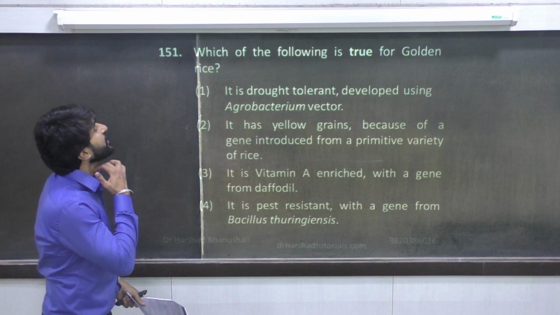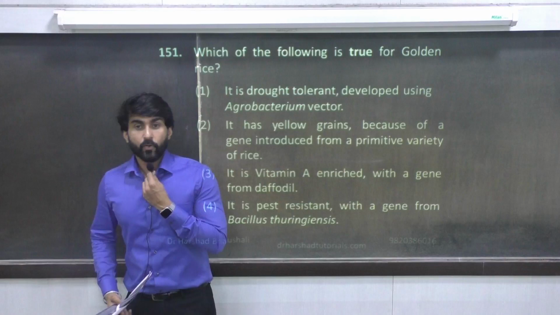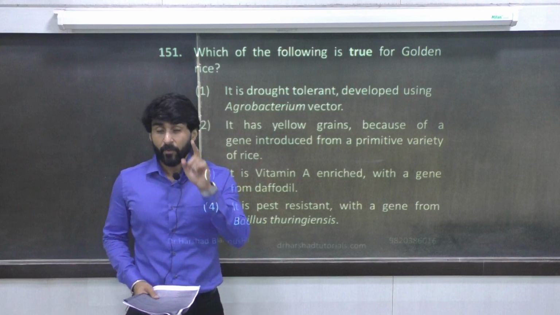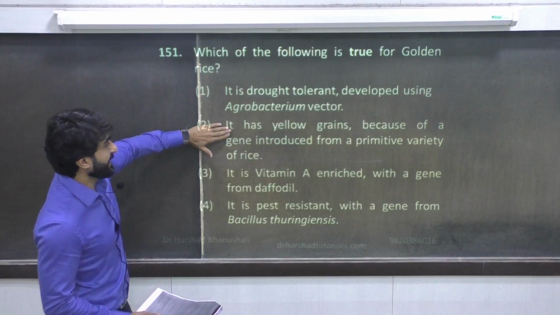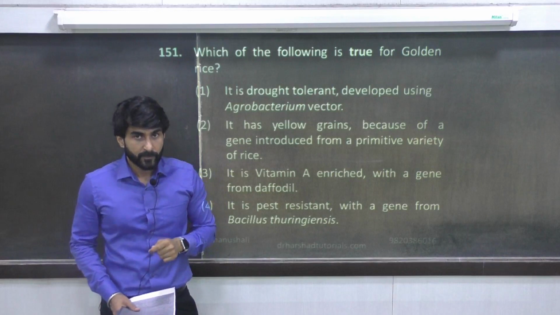Now, golden rice is a topic in biofortification. It's also a part of genetics. Golden rice, as you know, is a rice which is rich in vitamin A. It's called golden rice because of the yellow tinge. The yellow tinge option is there in option 2, but that's not your correct answer, because it says it is from rice. Golden rice is rich in beta carotene. The yellowish tinge is because of beta carotene.